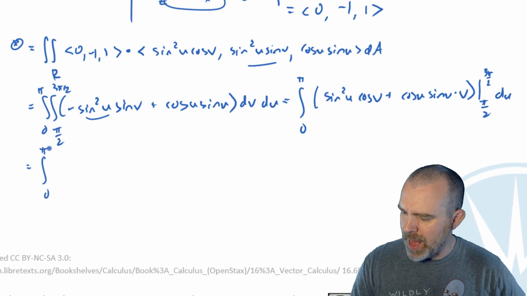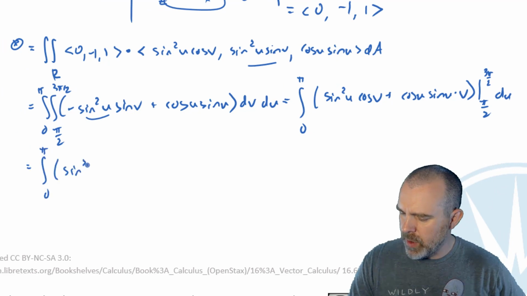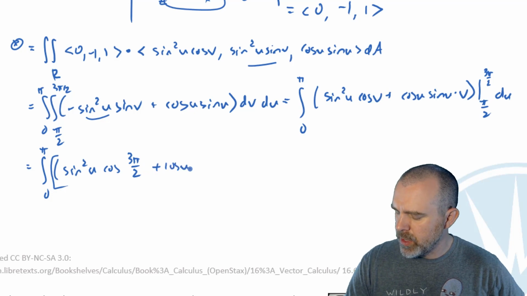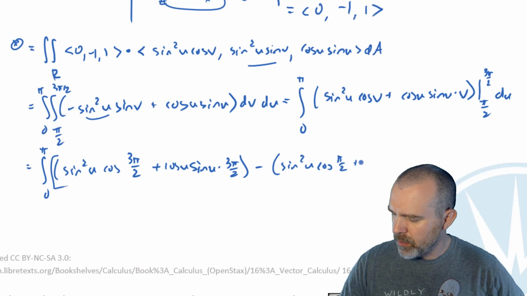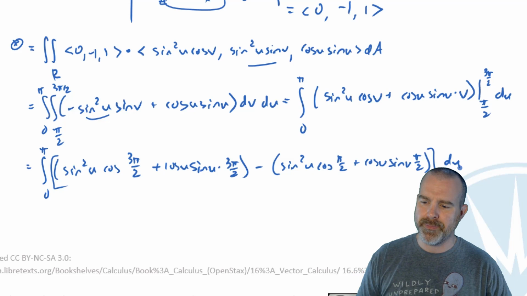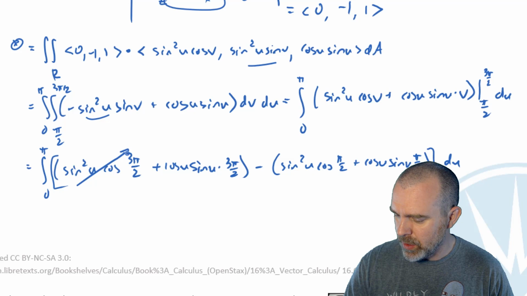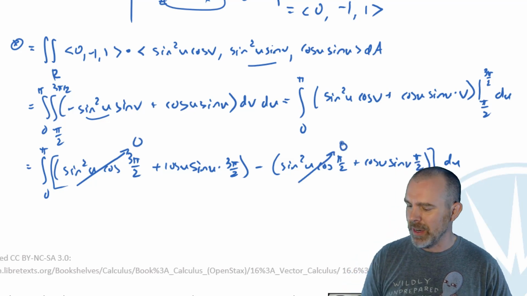All right, so that's 0 to pi. We'll have sine squared u cosine of 3 pi over 2 plus cosine of u sine of u times 3 pi over 2, minus sine squared u cosine of pi over 2 plus cosine of u sine of u times pi over 2, du. Whew. All right, well, conveniently, cosine of 3 pi over 2 and cosine of pi over 2 are 0.